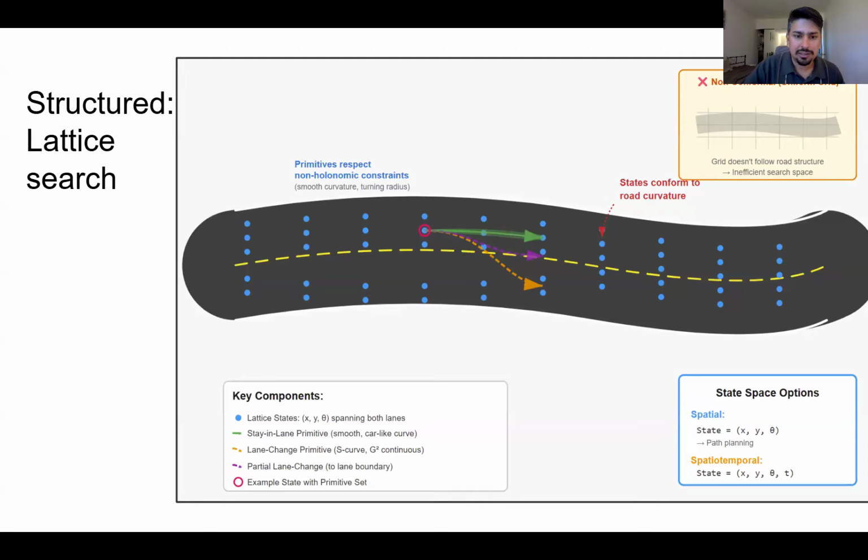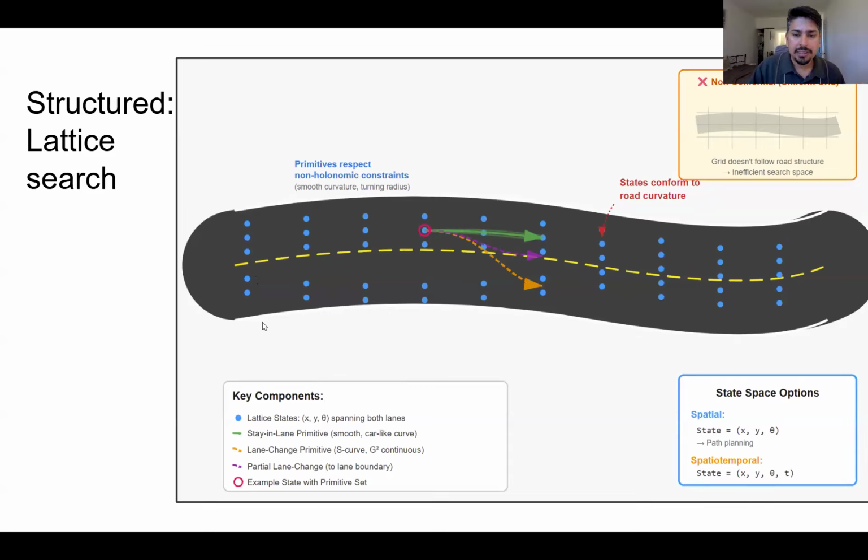So in this case, you can see the road is curving in both the directions. So we are trying to curve ourselves, and we are trying to generate these nodes, the blue points here. These are the lattice states. In this case, I've chosen a simple representation of the state space, which is just x, y, and theta. So this is just the spatial representation of the problem. And in reality, you can have even a spatiotemporal state, which means that it has both the spatial as well as the time or the velocity in it.